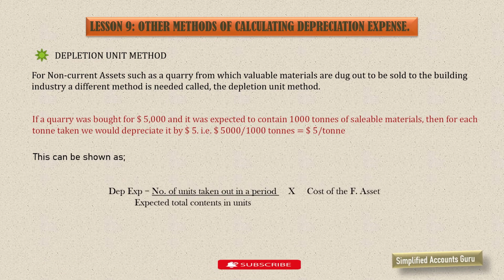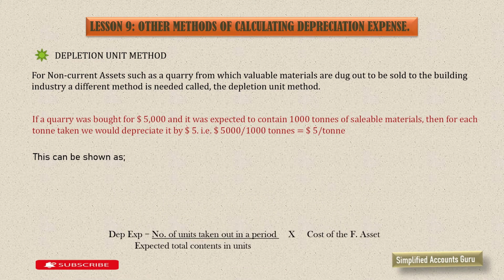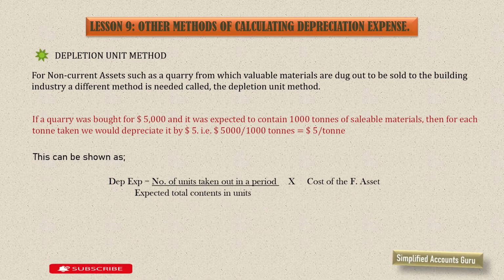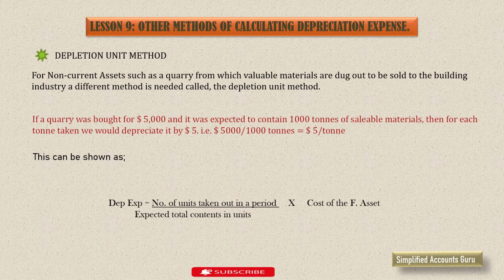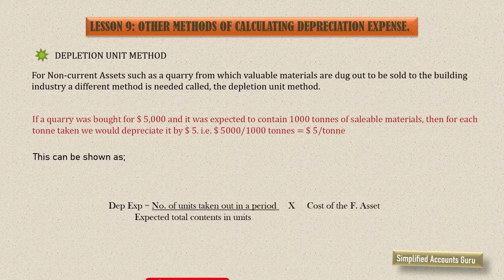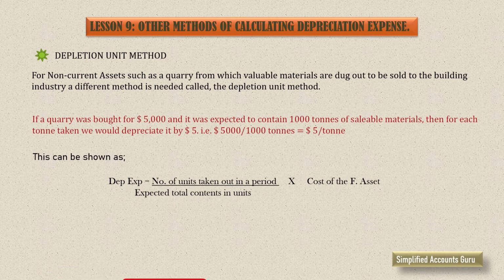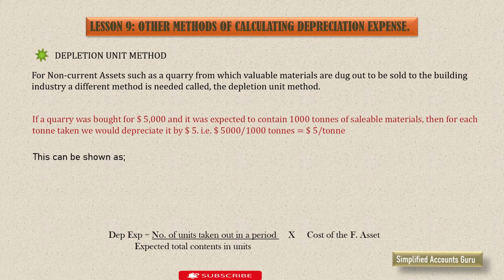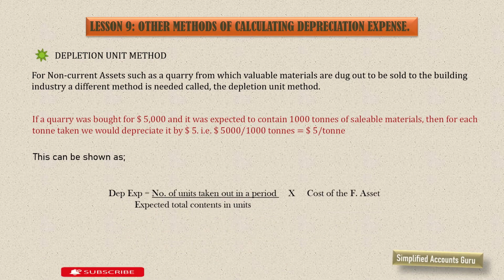Now, this is the formula we are supposed to be looking at. The depreciation expense within a financial period is given by the number of units taken out within the period, divided by the expected total quantity expected from that particular land. Then you multiply by the cost of the fixed asset. The fixed asset in this case is that land which carries the valuable materials.